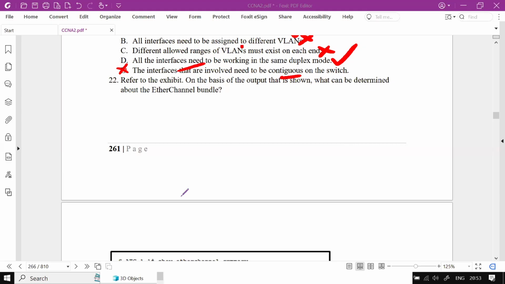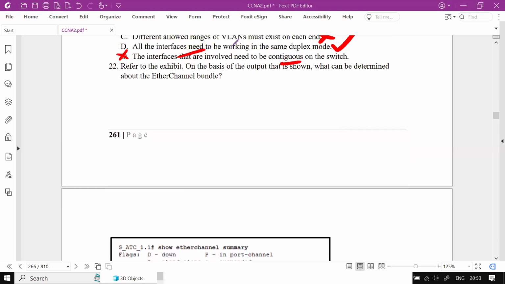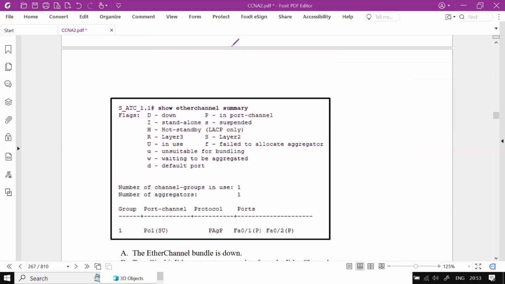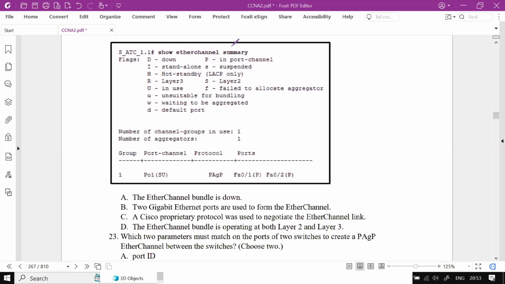Okay, question 22. Refer to the exhibit. On the basis of the output that is shown, what can be determined about the EtherChannel bundle? Show commands. I'll keep repeating this. Show commands are very important. You should be able to interpret what information is output from the show commands. This is a question which does exactly that.